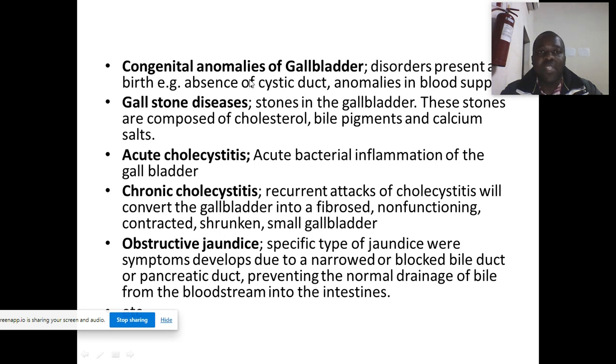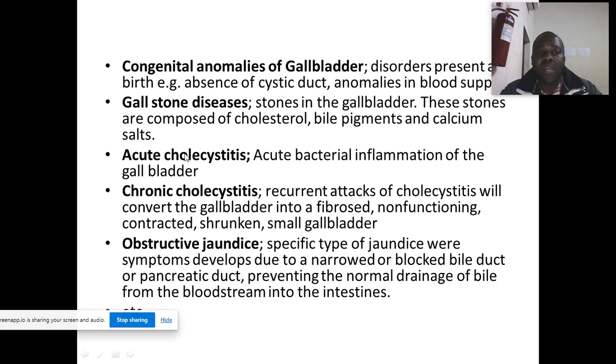So, there will be congenital anomalies of the gallbladder. These are disorders present at birth. That's why it means congenital. There can be absence of the cystic duct, or there can be anomalies in blood supply to the gallbladder. We know it's supplied by the cystic artery. The other disorder is gallstone disease. We know stones in the gallbladder can occur. These stones are composed of cholesterol, bile pigments, and calcium salts. So they can block the biliary system.